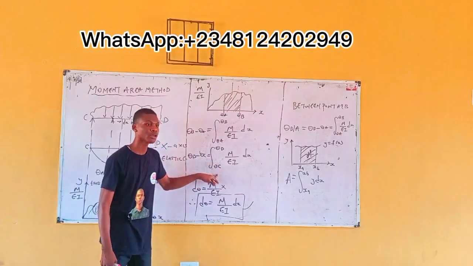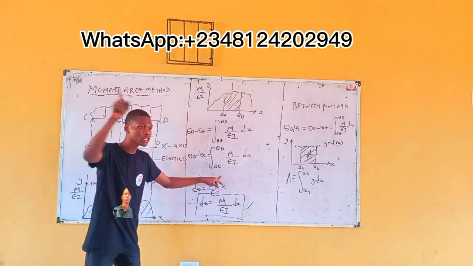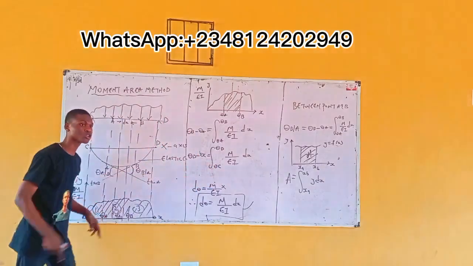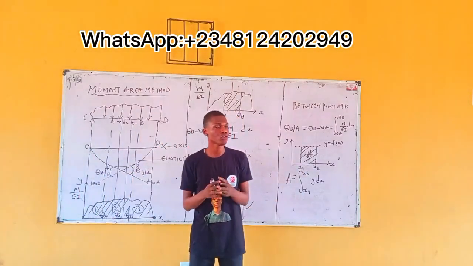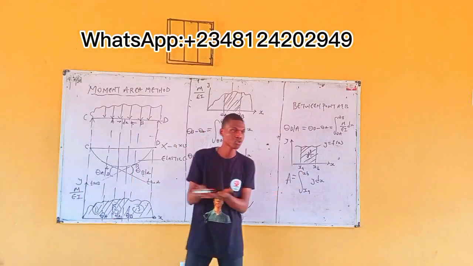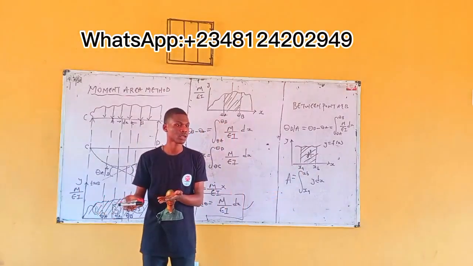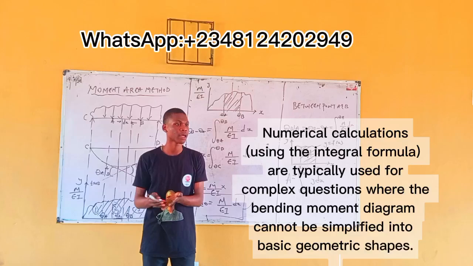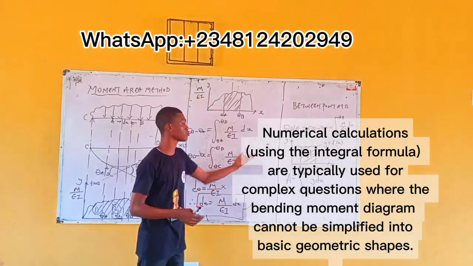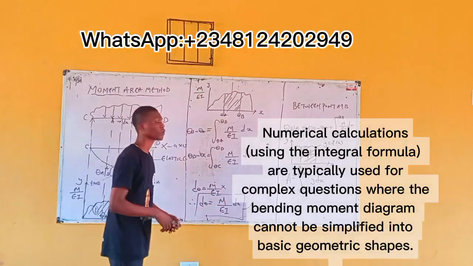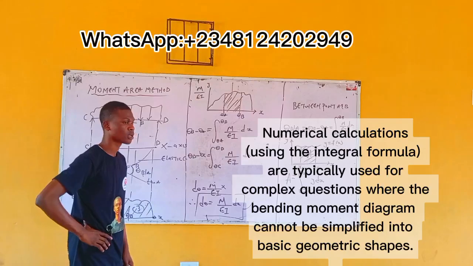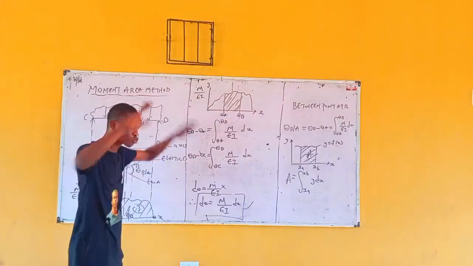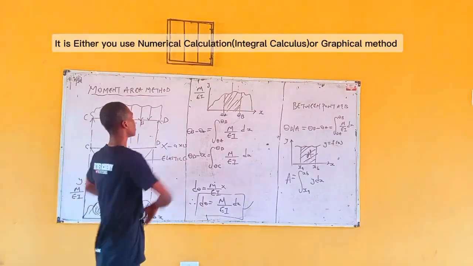You can make use of this formula, and you can also make use of the graphical method. This moment theorem method is a semi-graphical method, meaning you do a graph and you do numerical calculations. So let's say you are done with this. Which one will be the numerical calculation? This is more of a numerical calculation. All this one is like proof.